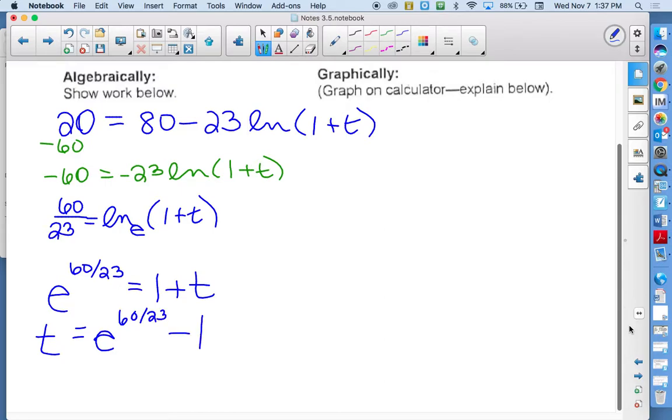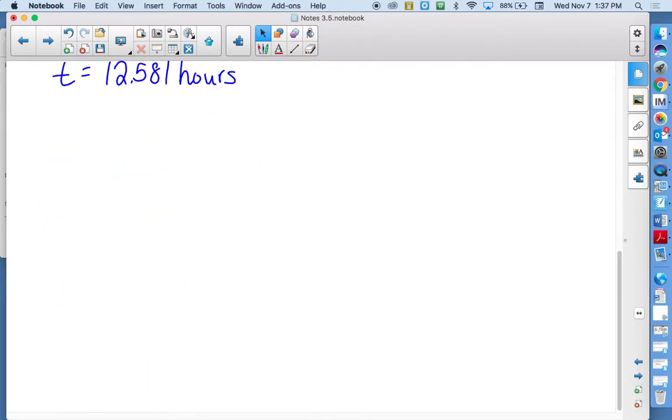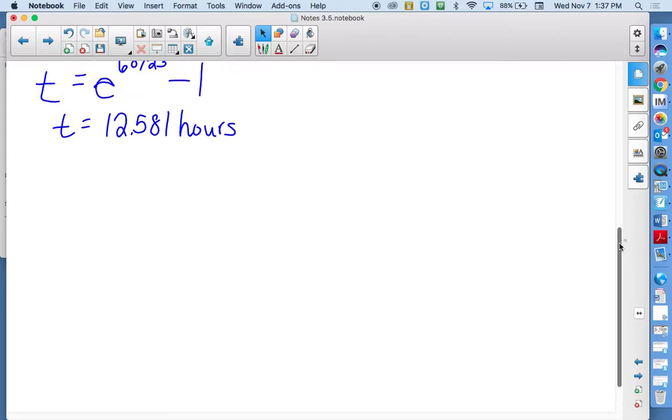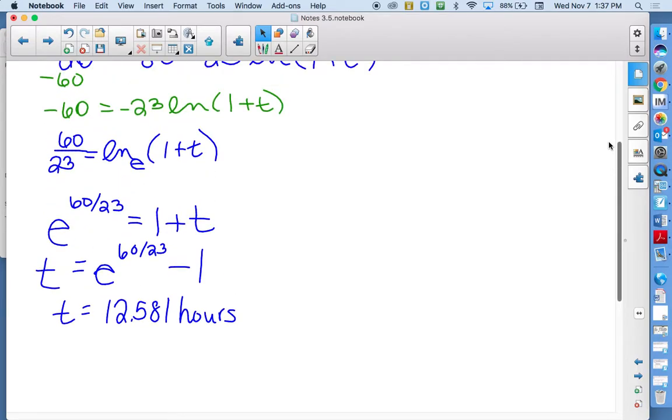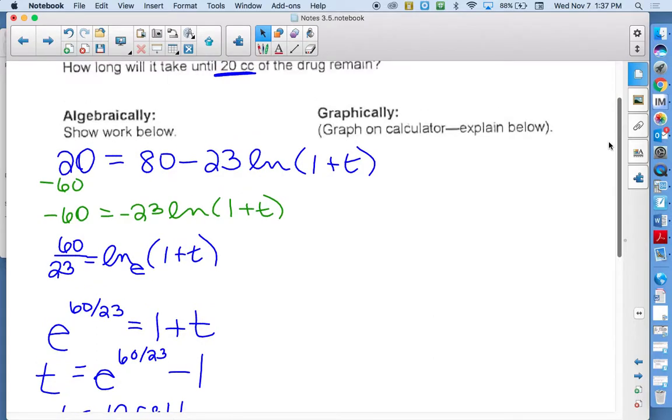And Kate, that is approximately 12.581. So approximately 12.581 hours, a little more than 12 and a half hours, or half a day. So that's the algebraic process of solving a logarithmic equation, or a natural log equation: get the natural log by itself, and then flip it into the other form. Any questions with that process?